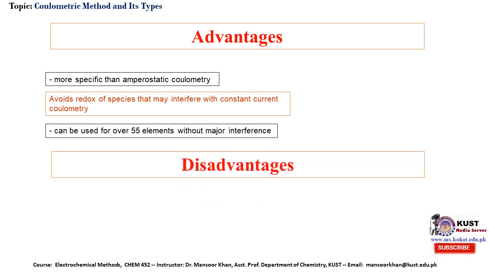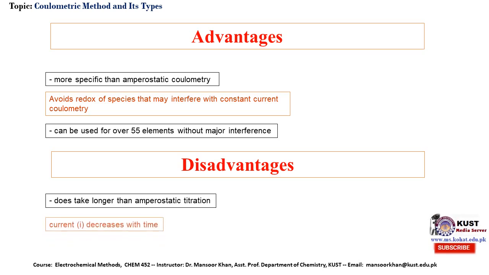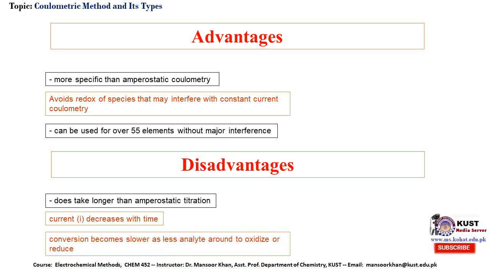While in disadvantages, it does take longer than amperostatic titration. It means that this technique is slower, or we can say time consuming, as compared to the amperostatic titrations. Current decreases with time. It means that the response is not constant, and also conversion becomes slower as less analyte is allowed to oxidize or reduce as the current decreases, so that's why the reduction and oxidation take place slowly.